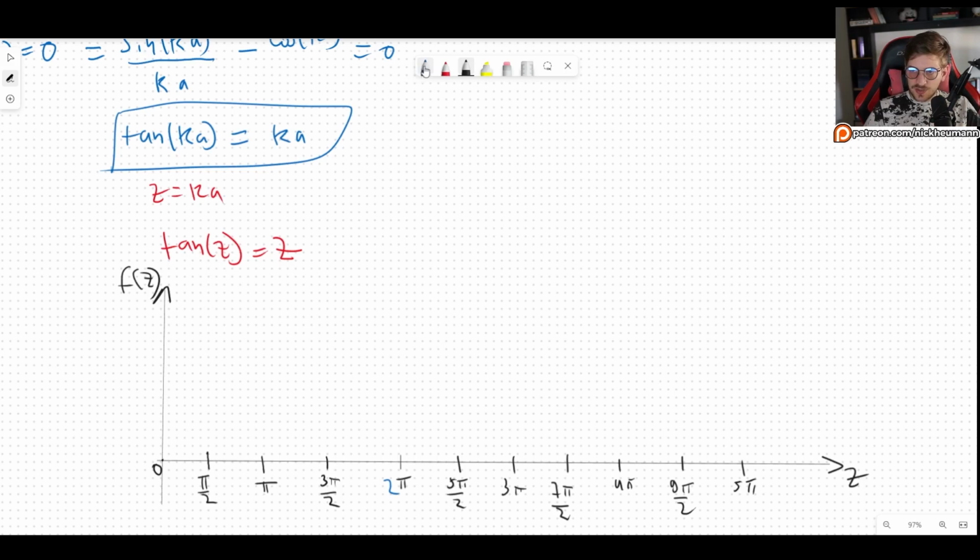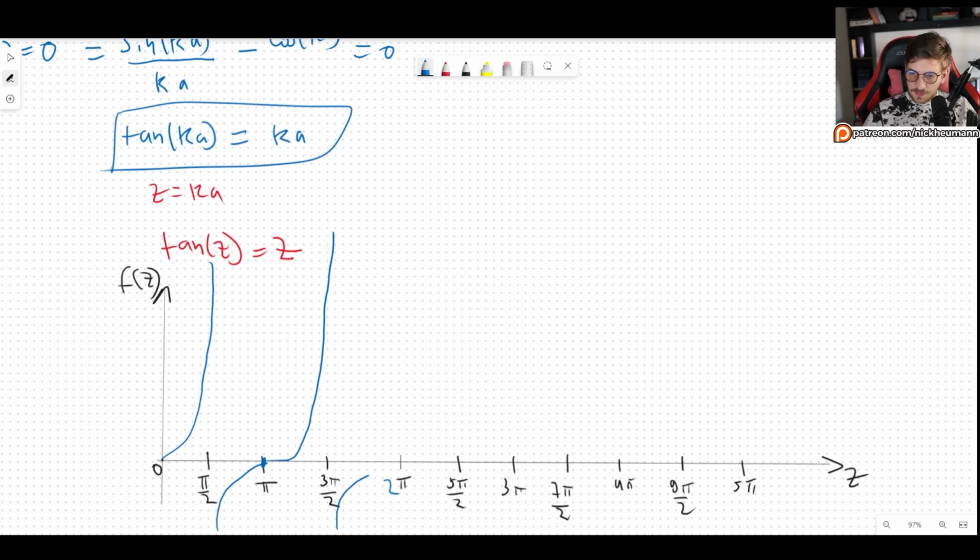And perhaps I will actually use a different color. So the tangent goes up something like that. And then it comes from minus infinity. So something like this. Whoops. Something like this. It goes to 0 at pi, and then it goes all the way up again. And then it comes from down here again.